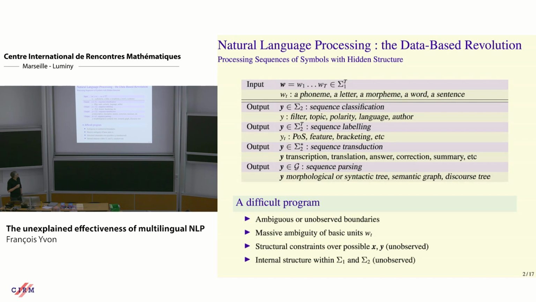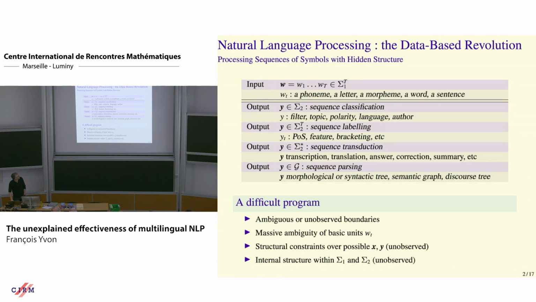And the last thing that makes this problem difficult is that we also have an internal structure over the alphabets. So the sets sigma are not just sets. Their content, or their inventory, is itself structured, and we don't observe this either. So this has made NLP difficult, or interesting if you want, for many, many years, and it means that it's not yet solved.